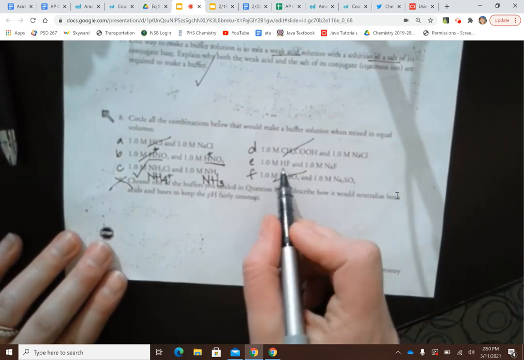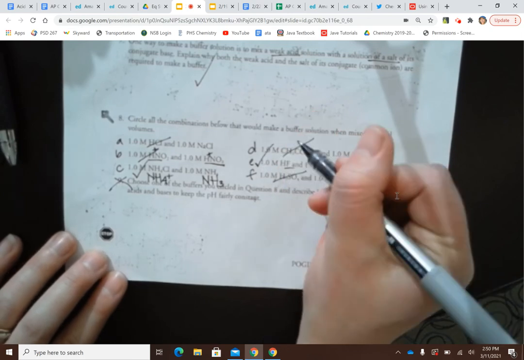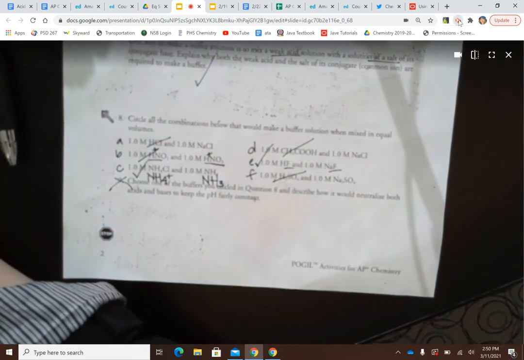Nope. And then we have HF and NaF. They both have the fluoride ion, and that one is good to go. So hopefully you picked C and E. Let me know if you have any questions. Nice job.